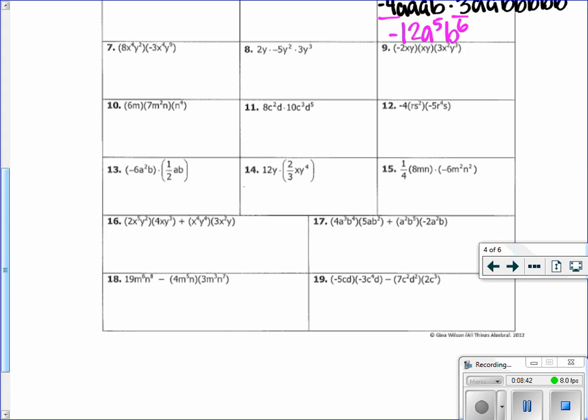Coefficients can all multiply. All the coefficients are normal multiplication. What are the coefficients in that problem? 1/4, 8, and negative 6. So that means we're multiplying 1/4 times 8 times negative 6. 2 times negative 12. Which is negative 12. There we go.